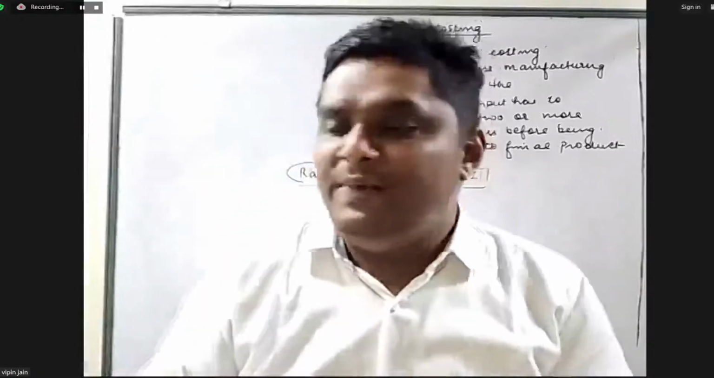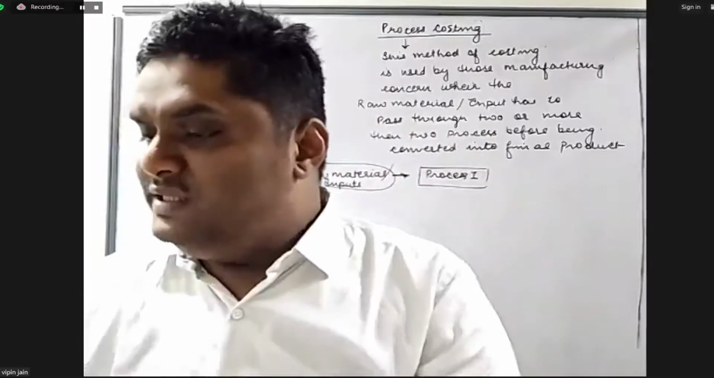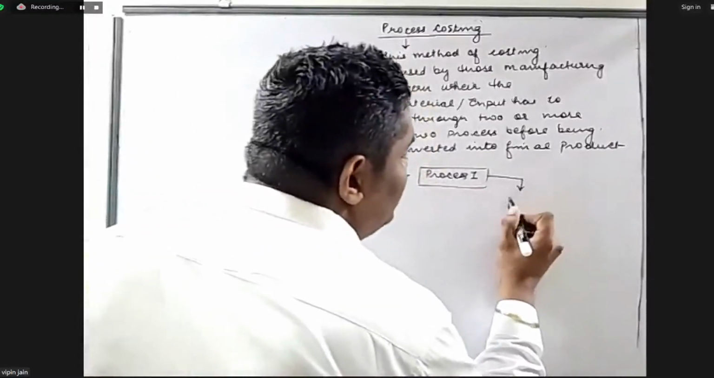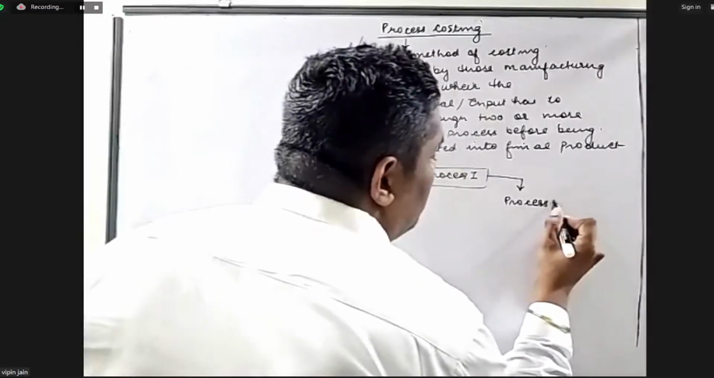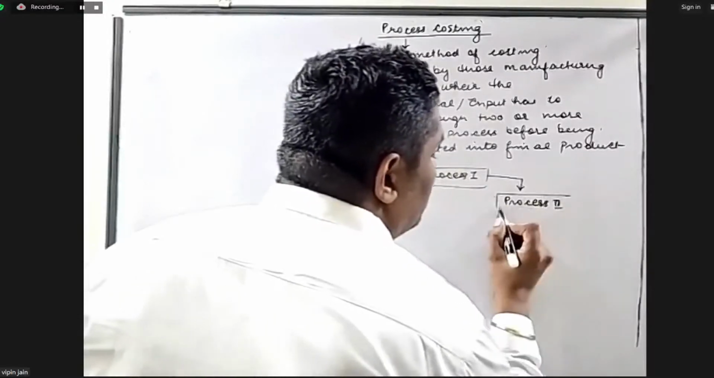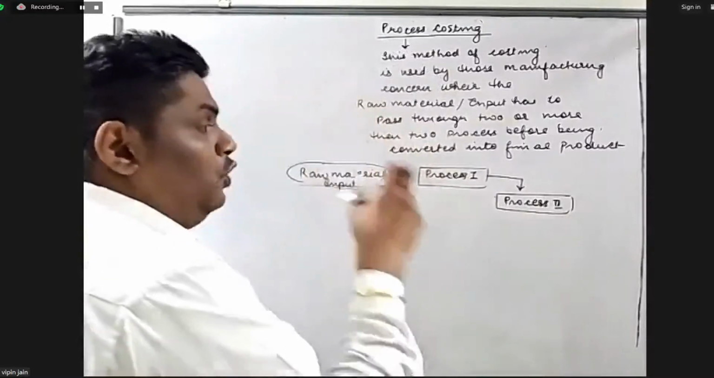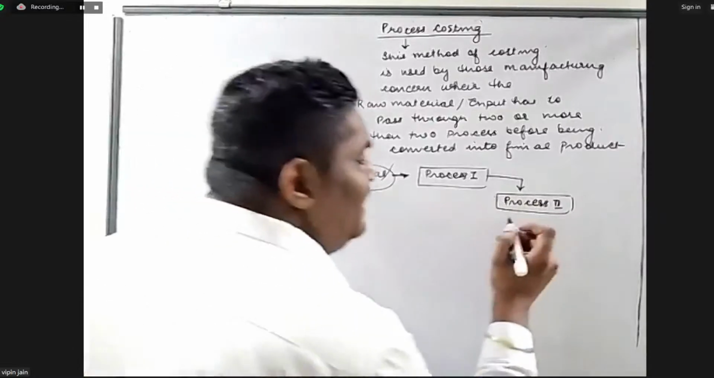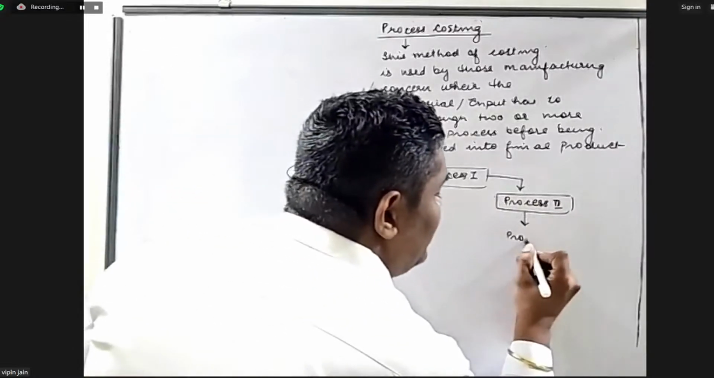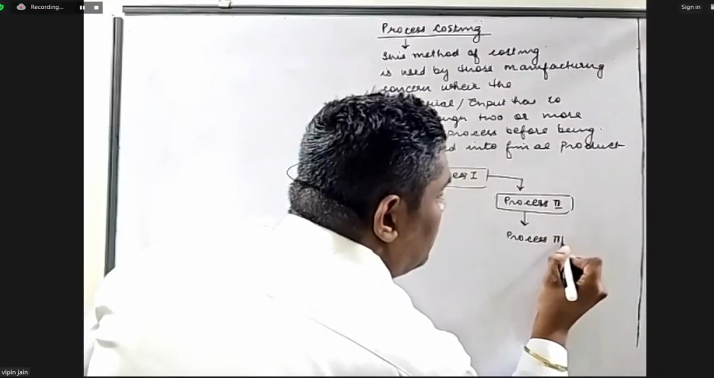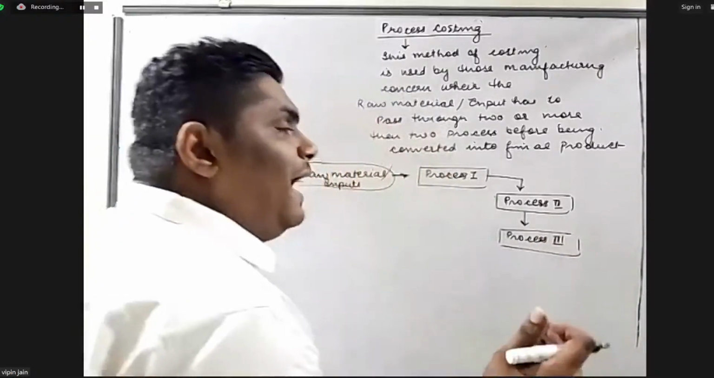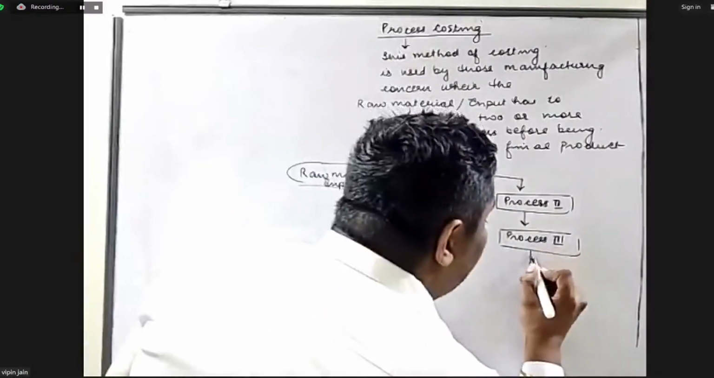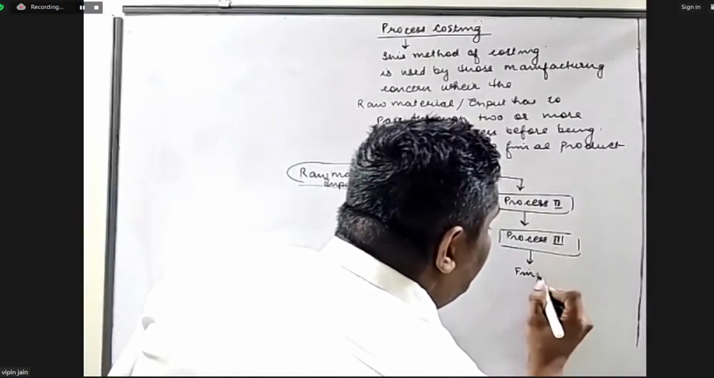Now, once the process first is completed, the output of the process first is transferred to the next process. Again, the output of the process first will be the input of process second. Now, once process second is completed, let's say there is one more process, process third. Again, the output of process second will be the input for process third. And let's say this is the last process, and from process third we will get the final product.